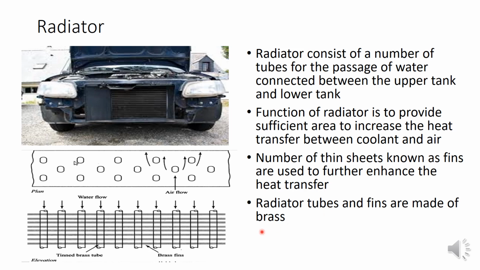And they are made of brass. So we want a highly conductive material for the quick cooling of this coolant. For that we have to use brass, which has a very high thermal conductivity. So the brass tubes and sheets are used for this purpose. So this is the function of the radiator.